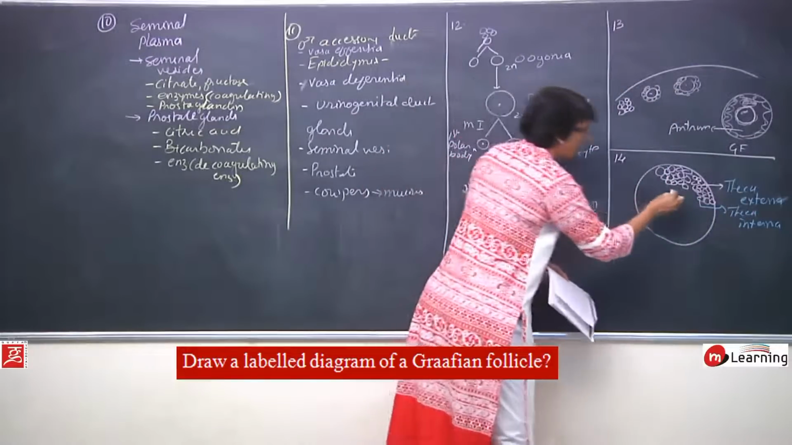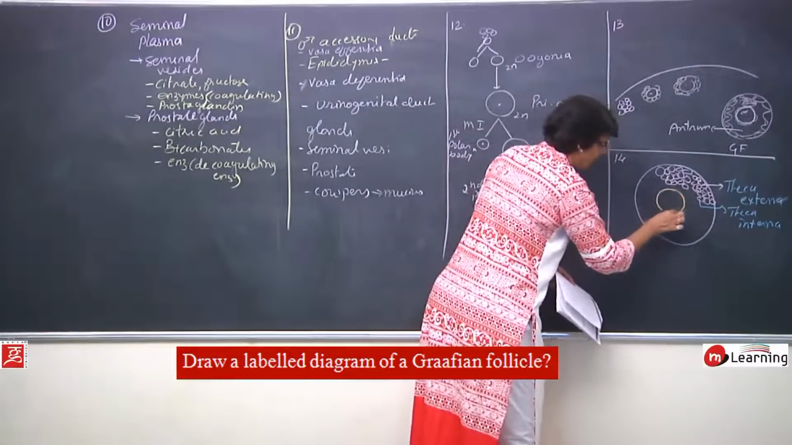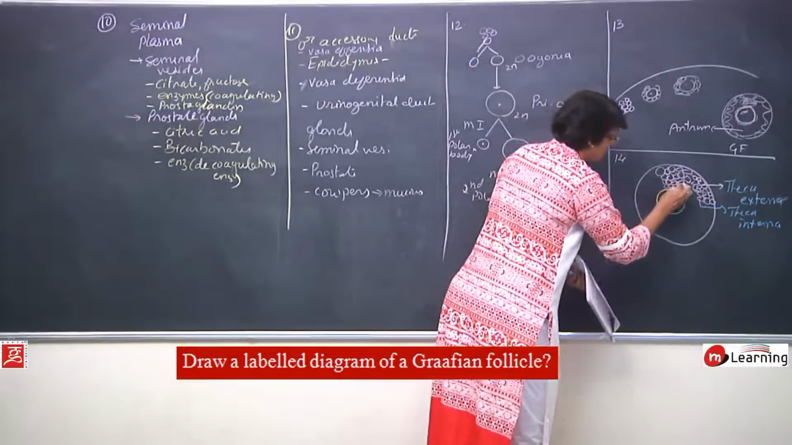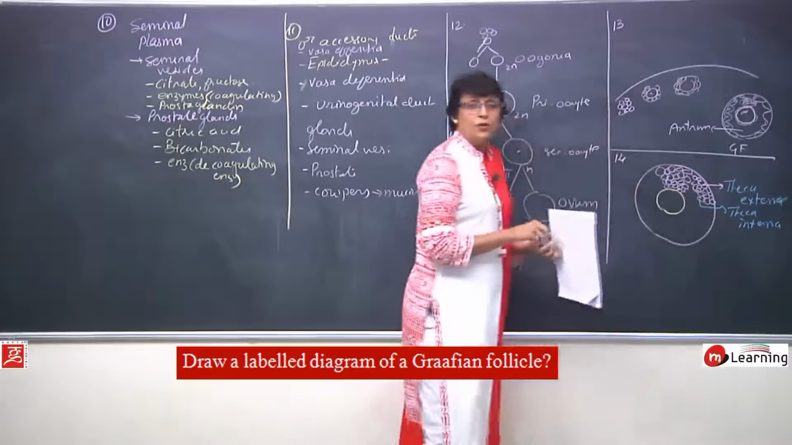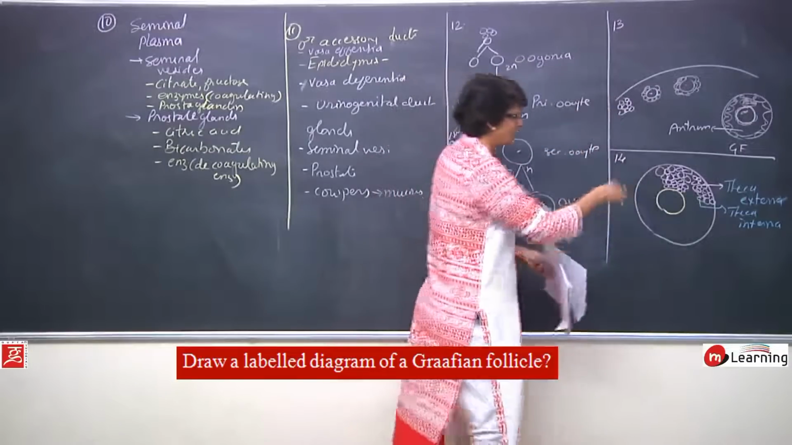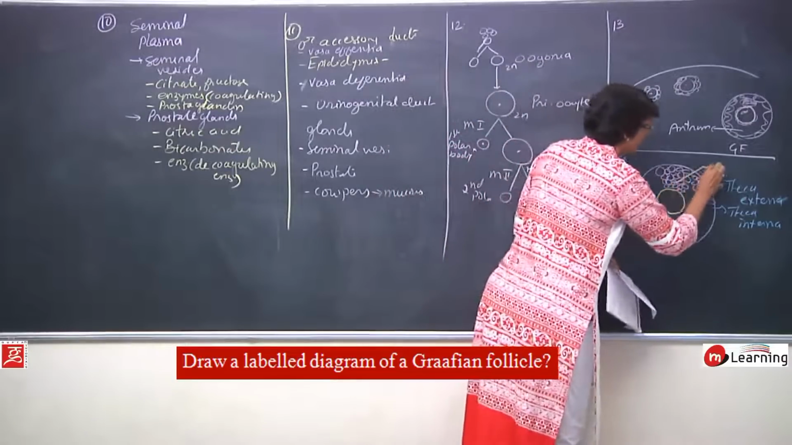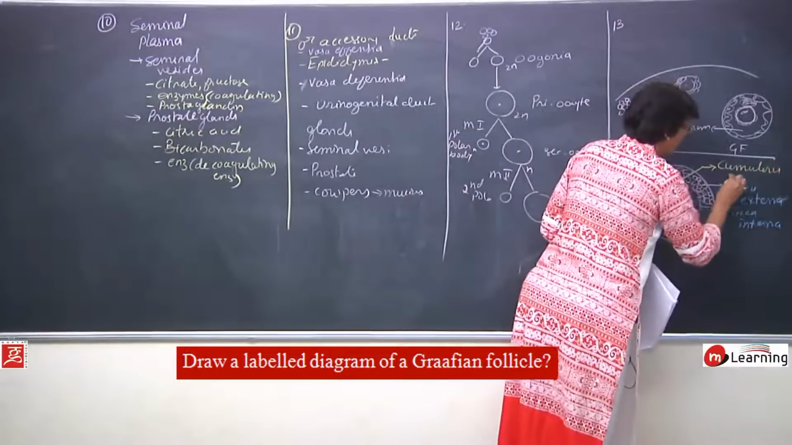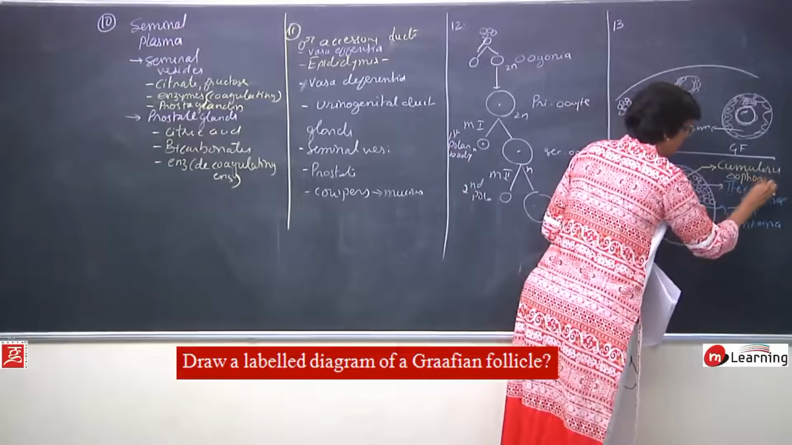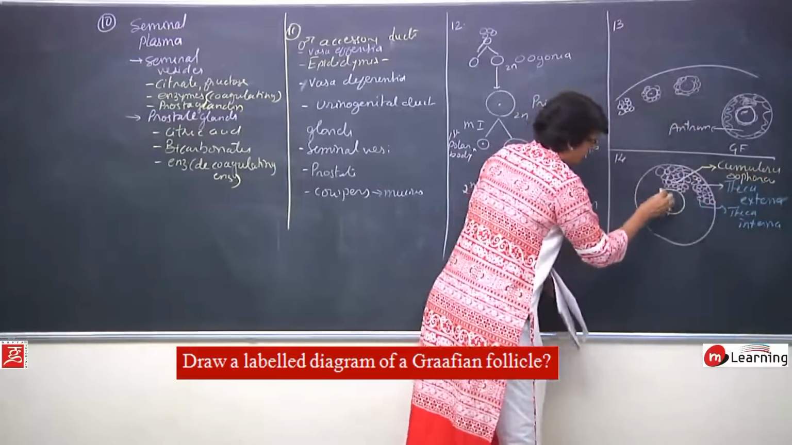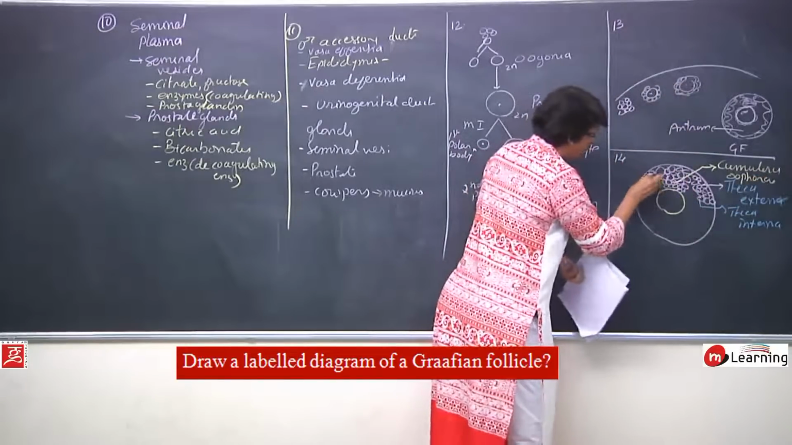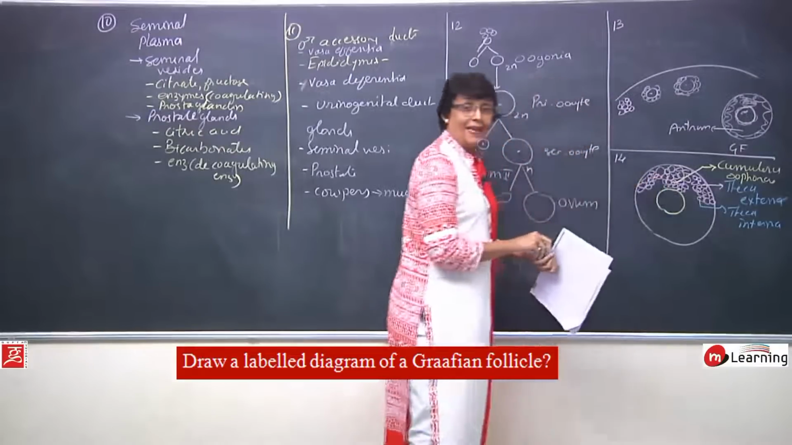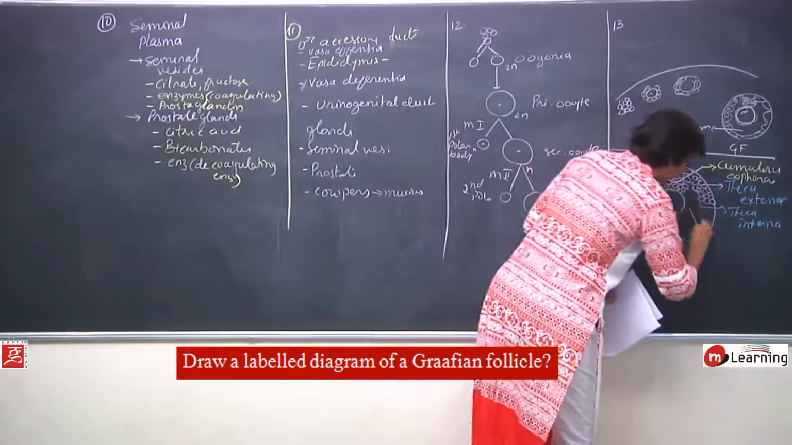The secondary oocyte is suspended in this cavity by a cluster or by few cells which are here. So, it is like a knob thing which helps this structure suspend here. This is known as cumulus oophorus, and let us draw few cells here also so that we can distinguish this cumulus oophorus, and this cavity is known as antrum.